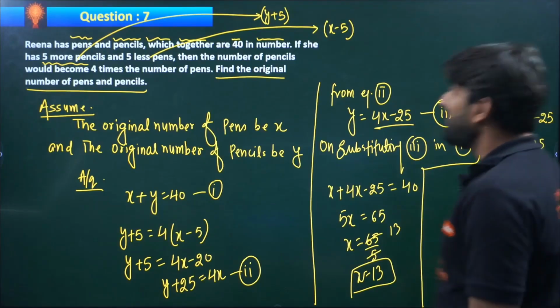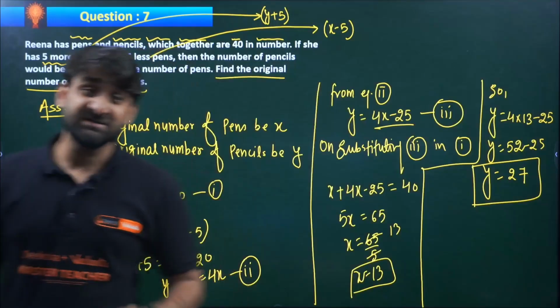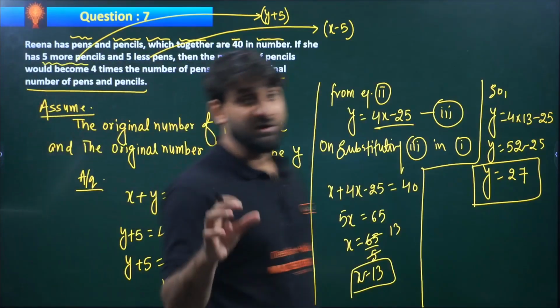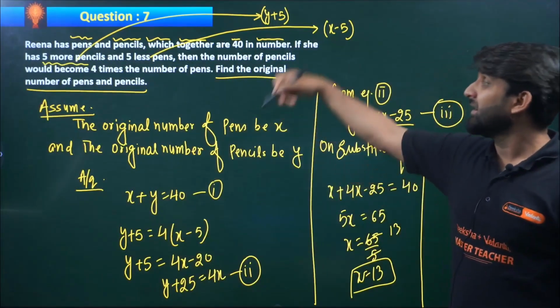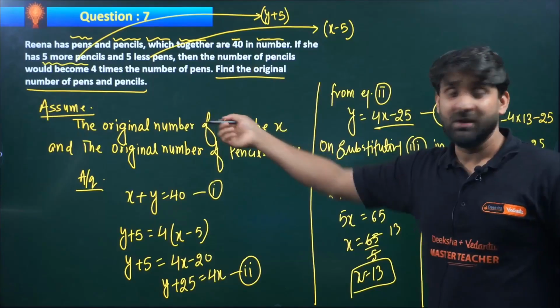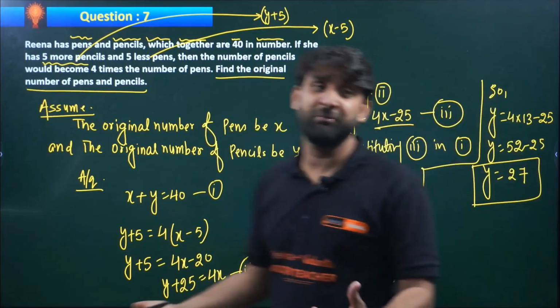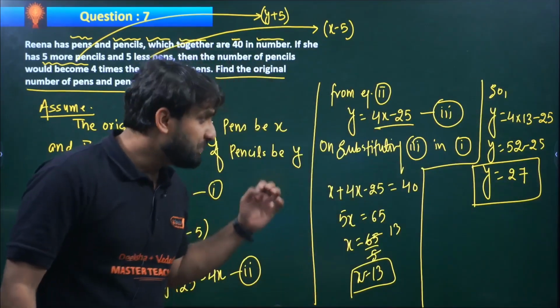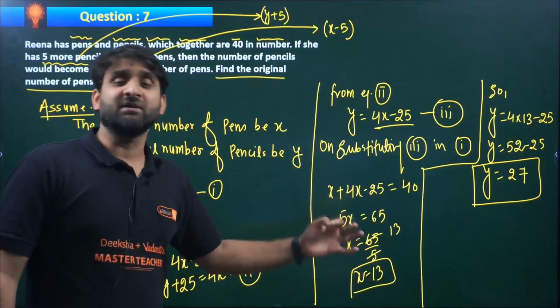Okay everyone, but please make sure to write the final answer in words. The question is asking you to find the number of pens and pencils. And x is what? We have assumed number of pens x and number of pencils y. So please make sure to write the final answer in words.